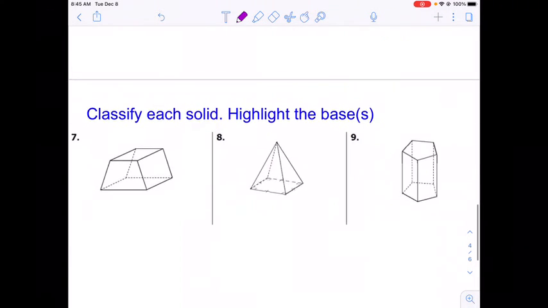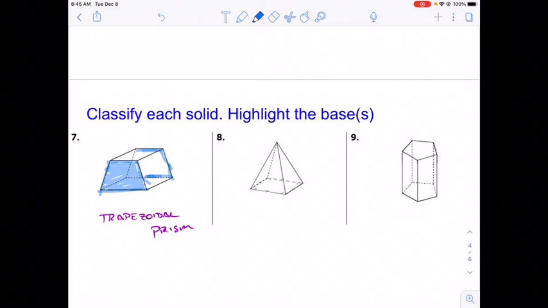All right, let's go through here. Notice this shape right here, we have a trapezoid, okay? We got a trapezoid in the front and the back, which means this is a trapezoidal prism. Let's highlight the bases here. This is going to be our base going around here. The front and the back are our bases. So we can kind of see what we got here. And that is the back face.